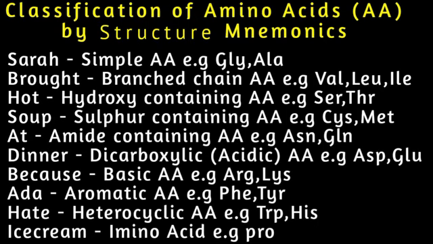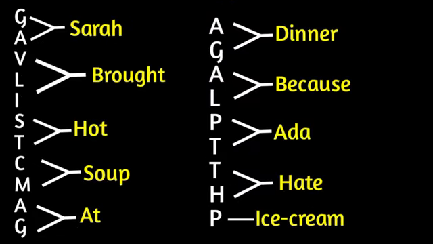Because, basic amino acids, examples are arginine and lysine. Ada, aromatic amino acids, phenylalanine, thyroxine. Ate, heterocyclic amino acids, tryptophan, histidine. Ice cream, imino acid, which is proline. So you can see the GAV list, you can see its relationship with the mnemonic.